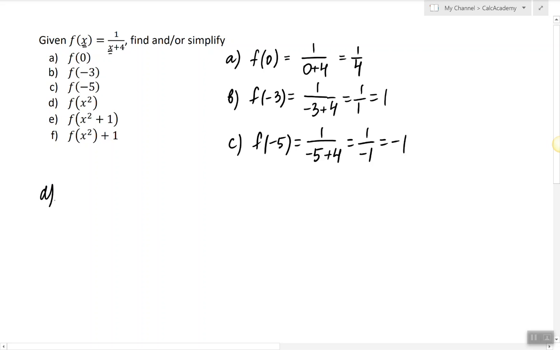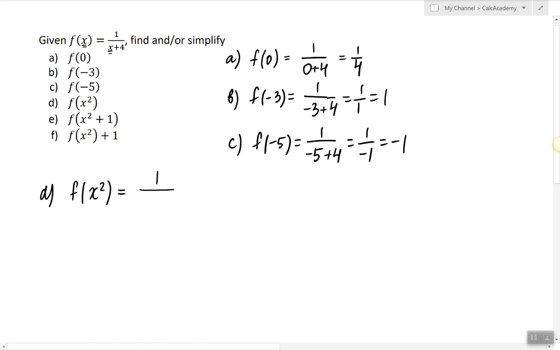Now in part D, we are actually asked to evaluate the function at x squared. Since x squared is not a value but a variable expression, we won't be able to find a numerical output, but we'll be able to produce a new variable expression that corresponds to the output of this function for x squared. So how do we do that?